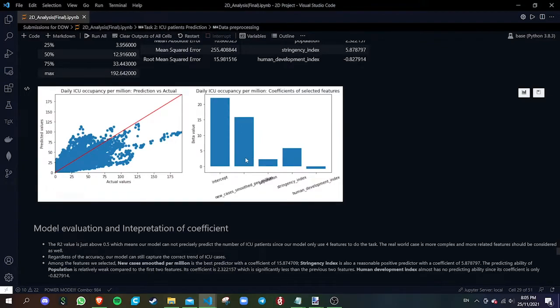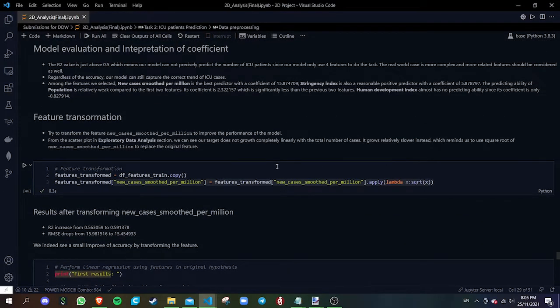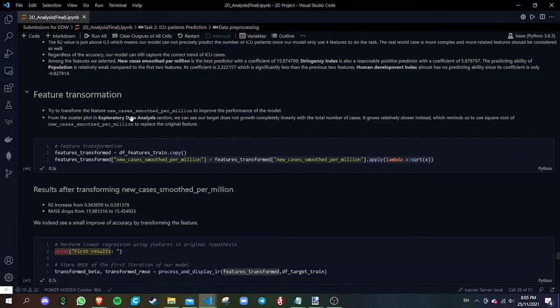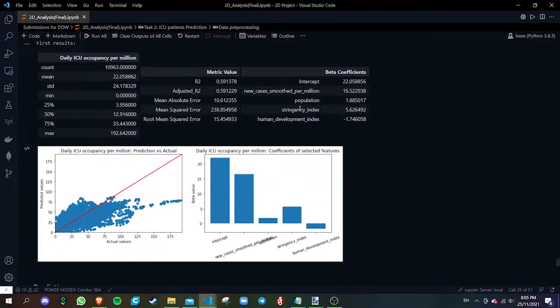New cases smooth per million is the best predictor. Stringency index is also related but less important. And the explaining ability of population and human development index is pretty weak. We also try to improve the accuracy of the model by transforming the feature new cases smooth per million using square root. And the performance indeed improves by doing so, which is shown by an increased R-square value and a decreased root mean square error.